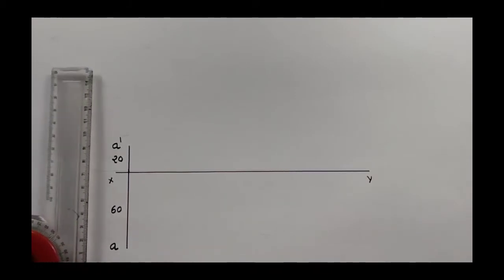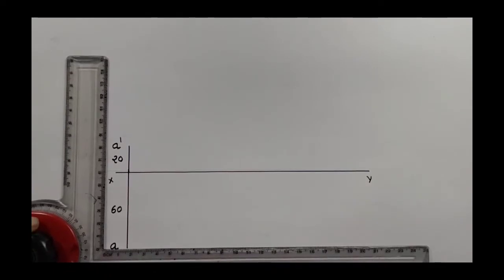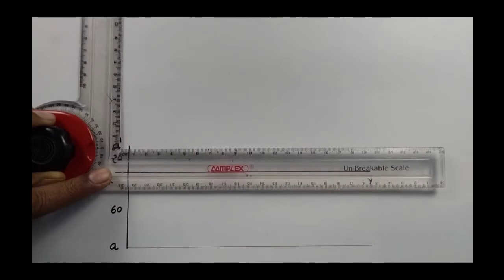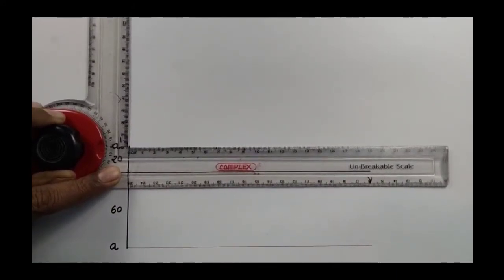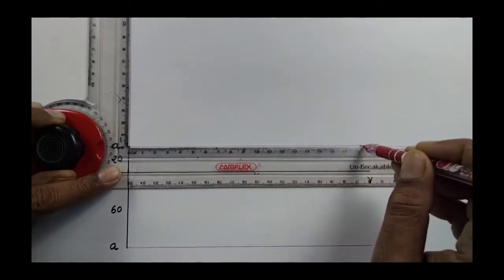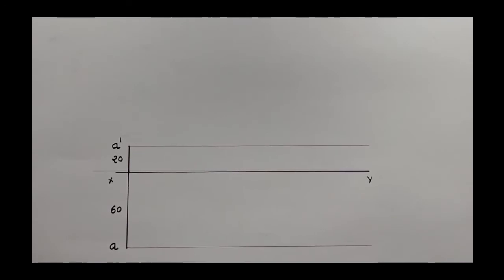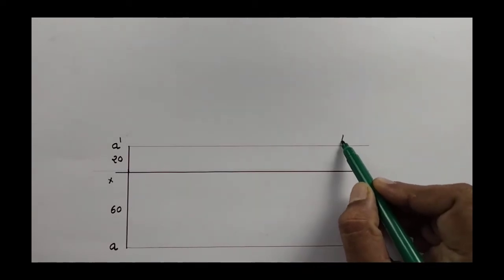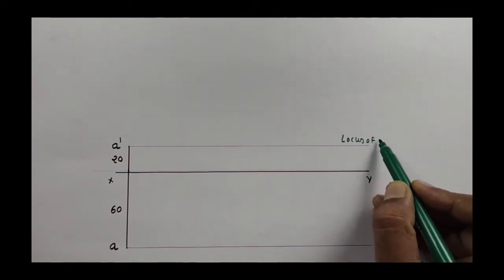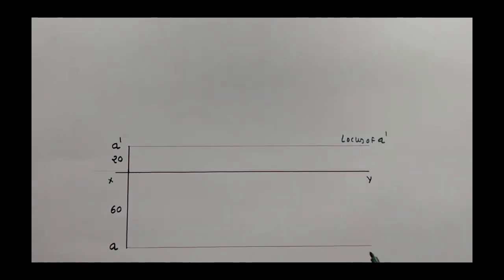Now we create our locus. This is the locus of A point. It is the locus of elevation, so we write the locus of A dash. This is our locus of plan point A.